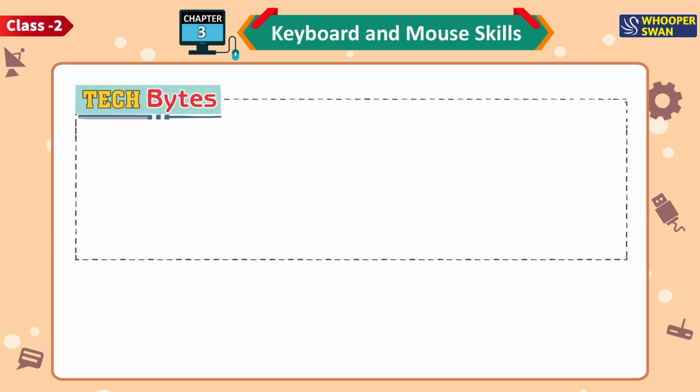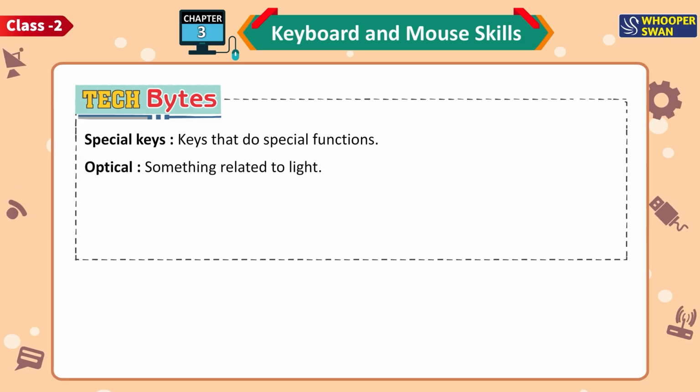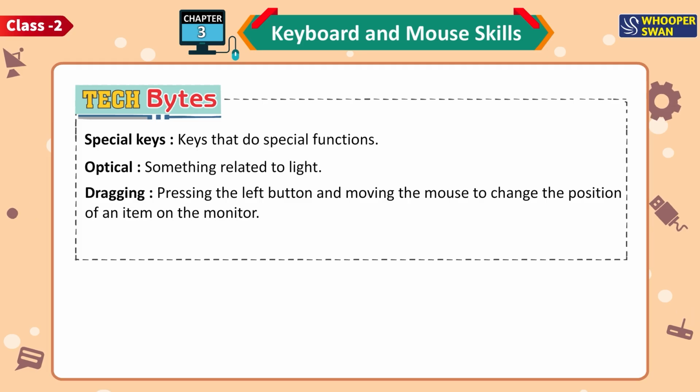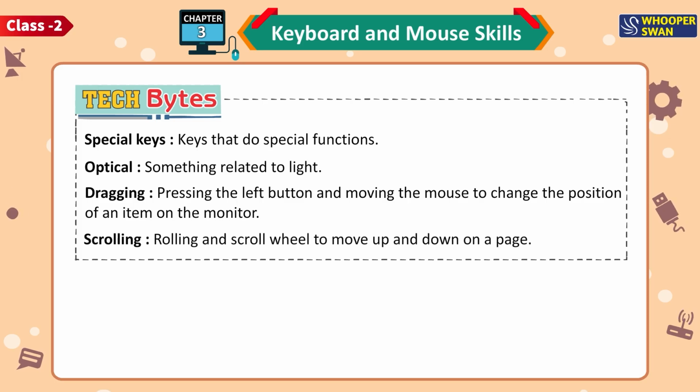Tech Bytes. Special keys: keys that do special functions. Optical: something related to light. Dragging: pressing the left button and moving the mouse to change the position of an item on the monitor. Scrolling: rolling the scroll wheel to move up and down on a page.